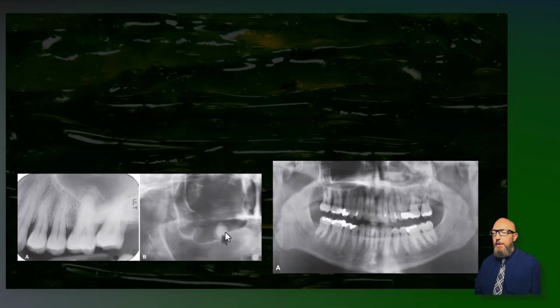The sinus is then pneumatized around it. Remember how I said the sinuses continue to grow or pneumatize as we age? And so it grows around things like this. Things that are dense, it'll kind of grow and pneumatize around. And so this is a residual cemento-osseous dysplasia as well.